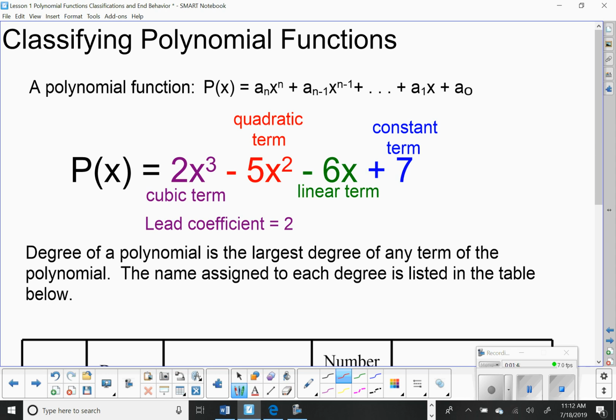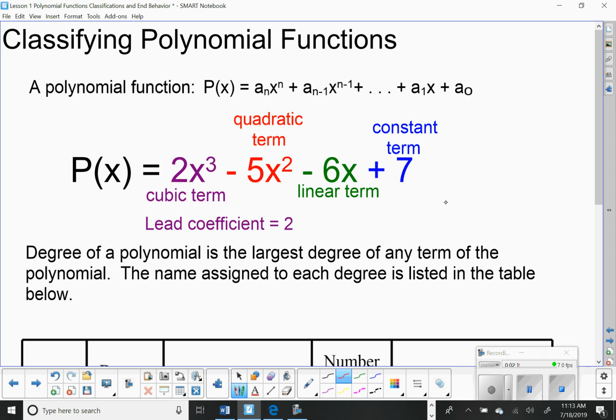These actually have names. We have the cubic term. It's the cubic term because x is being cubed. The minus 5x squared is the quadratic term, because if something is being squared, we call it quadratic. Then minus 6x, that's our linear term. When you have y equals x, you have a line. So this is our linear term. And finally, the plus 7 is a constant term.